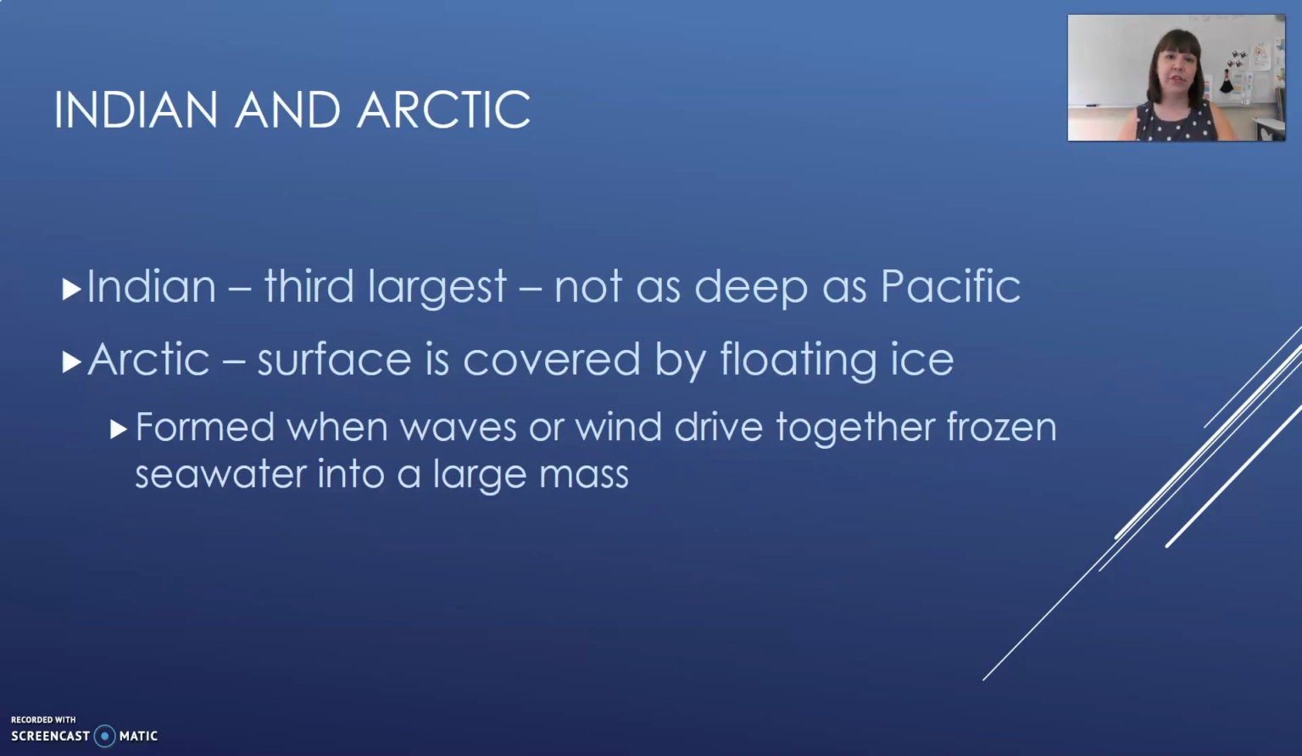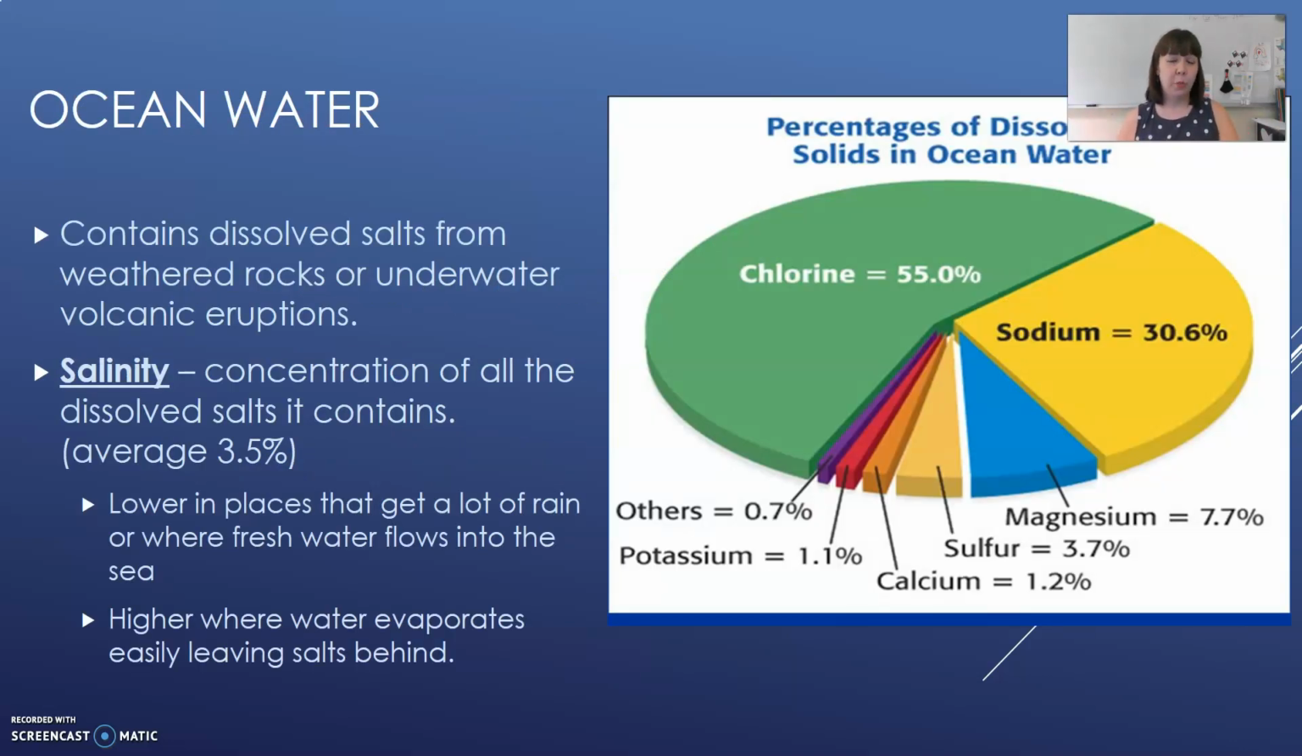Then we have the Indian Ocean and the Arctic Ocean. Indian's third, Arctic's fourth. It's not as deep as the Pacific, but it's that area right underneath India, bordered by Australia and Africa. And then the Arctic Ocean is that top part of our globe, mostly covered by ice. And that floating sea ice is formed when the wind and the waves take that frozen seawater and mush it into big masses.